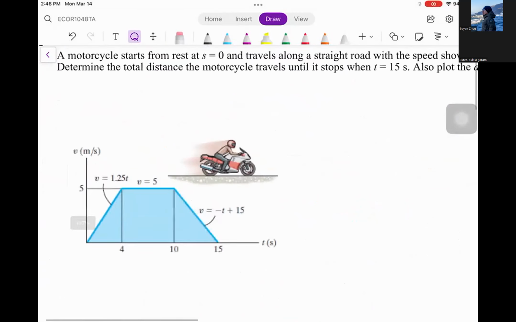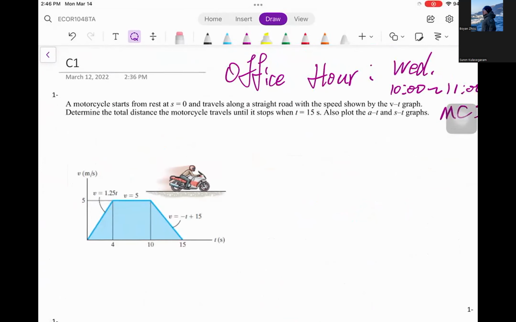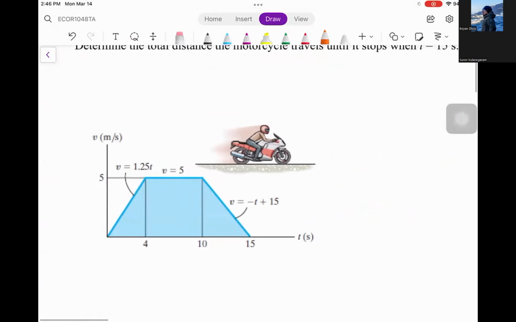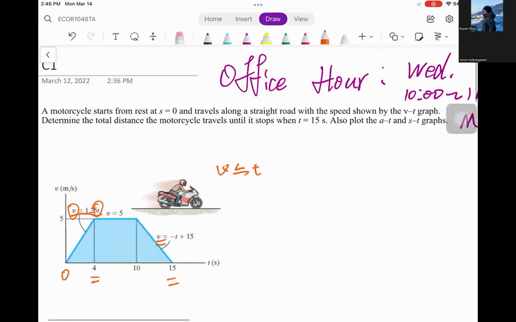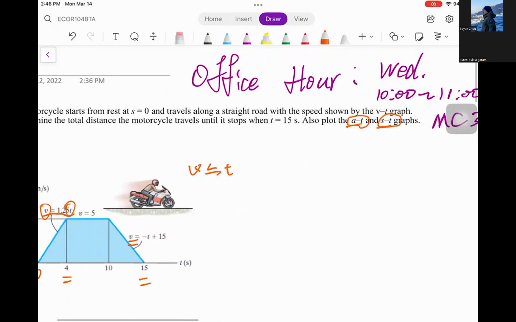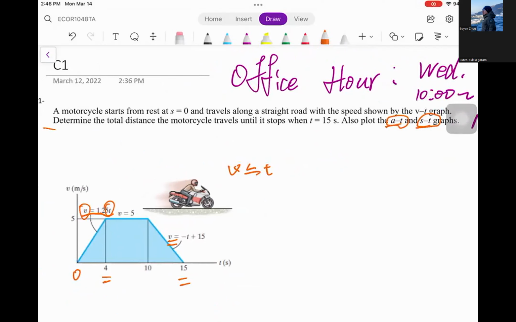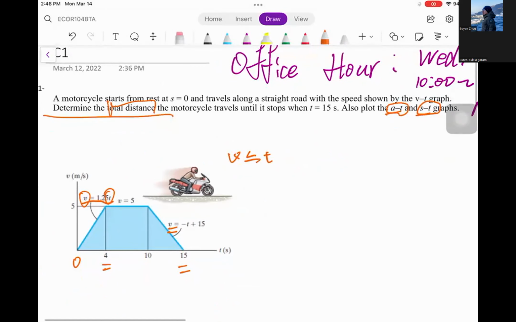Basically we're given the function from 0 seconds to 4 seconds, from 4 seconds to 10 seconds, and from 10 seconds to 15 seconds. So we're given the function between velocity and time. We know the relationship between the velocity and the time, and we're asked to find the plots for acceleration against time, and also displacement against time. And also the total displacement, which means the displacement when the motorcycle moves from here all the way to here.